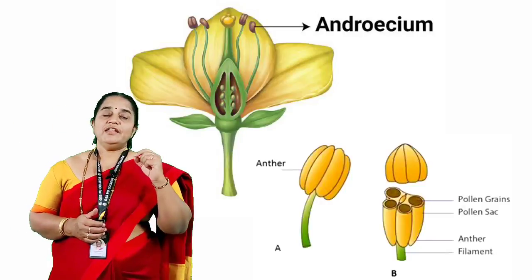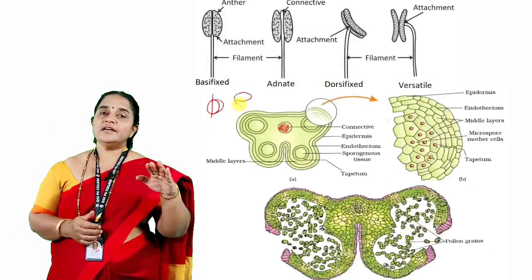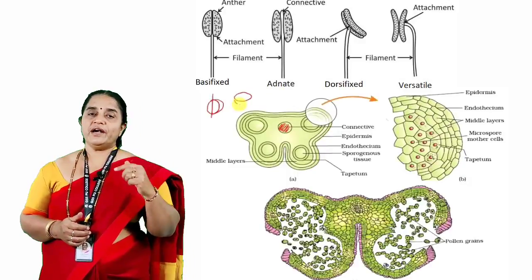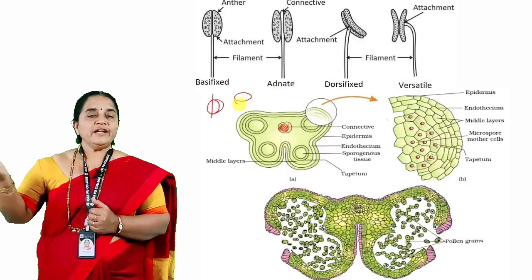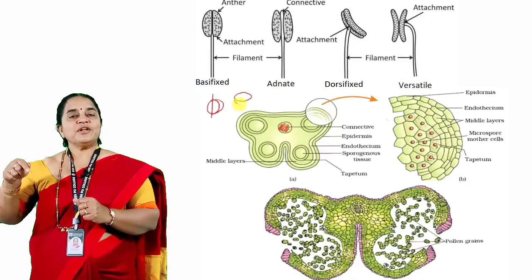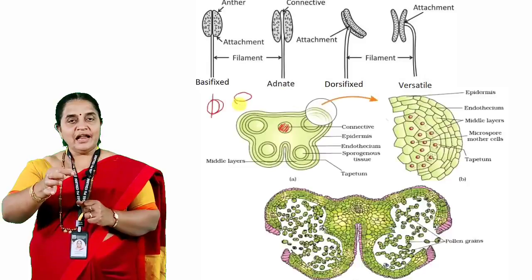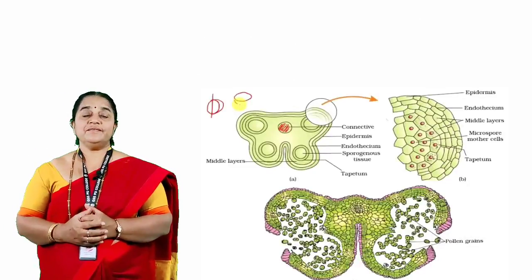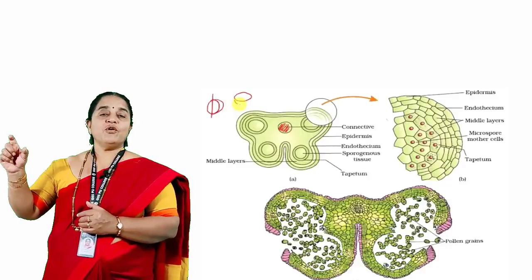When anther is in young condition, it shows two parts. When you take a transverse section of anther, four microsporangia, the central axis and anther wall, we can see clearly. Let us see the anther wall.